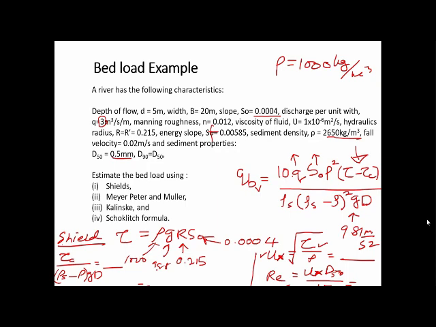So once you get the tau C, then you just put it into this value. You already have tau, you already have tau C, and then you can plug in the values and you will get the answer. Very easy and straightforward also.